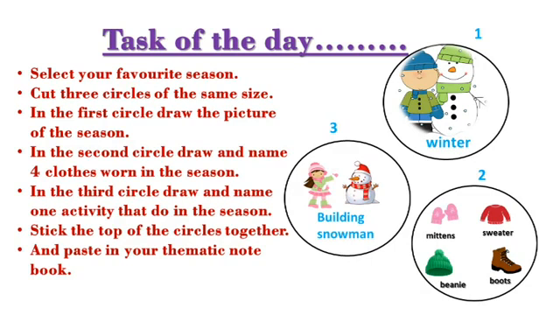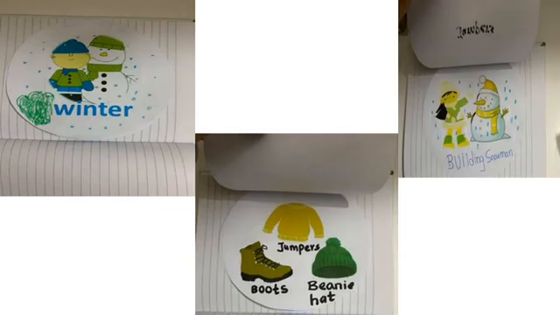So I hope you all have understood the task. So this is the final product. You can use your own creativity, you can use your ideas. Okay, you can see the first one, second one and the third one stuck together, right? The top of the circles are stuck using glue and I have pasted the circle in the book. You also follow this direction. Okay, so I hope I can see many creative works.